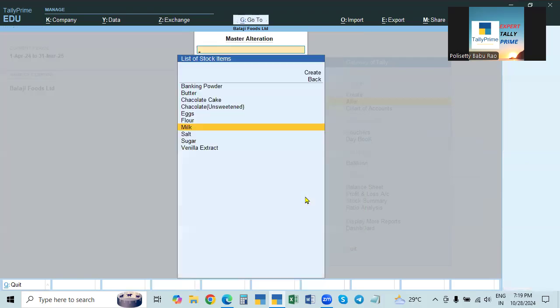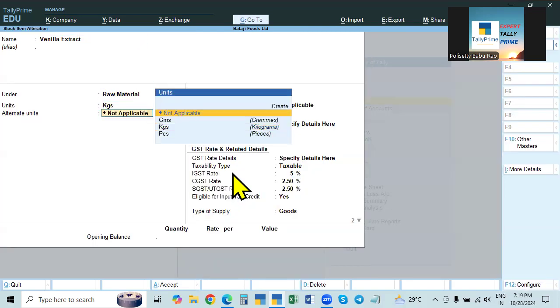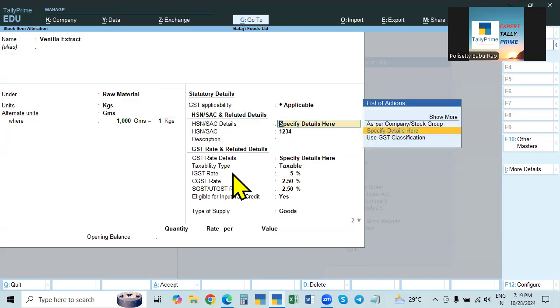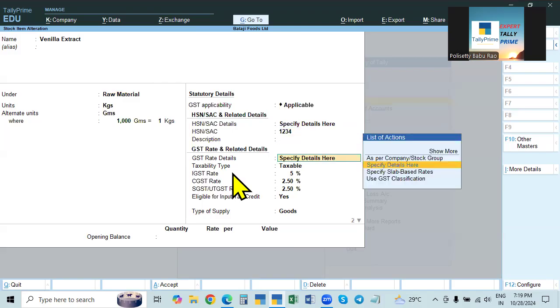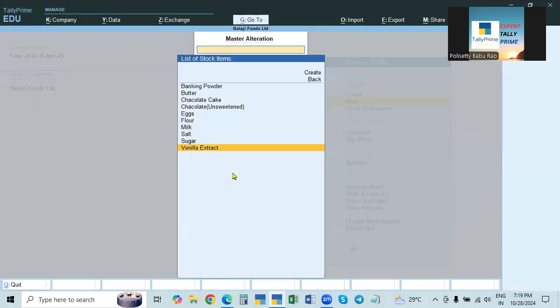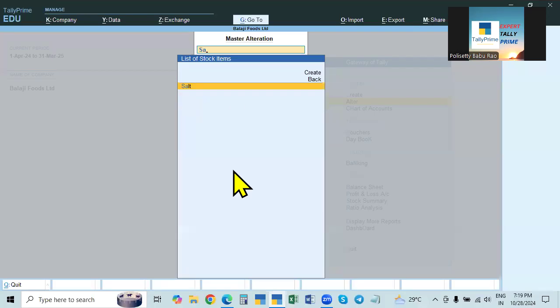Okay, milk over. After that, vanilla extract. So we will take up vanilla extract, raw material, kg, and alternate grams, 1000 grams will be 1 kg. Here this is taxable, 1 to 3, taxable and goods. Reporting is taken automatically by this one. And then salt. Yes, sir, salt it will take.